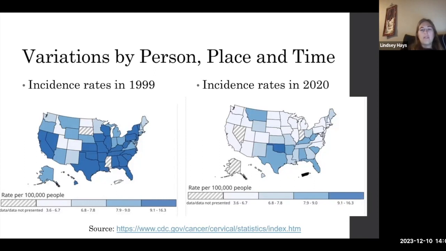It's more of a mass screening method. Those who go to their yearly gynecologist appointment are being screened for cervical cancer and other issues. And in 1999, the state with the highest incidence rate was West Virginia. And again, over time, incidence rates have decreased by about 54% from the mid 1970s to the mid 2000s, and that's due to mass screening of cervical cancer in those who were assigned female at birth.